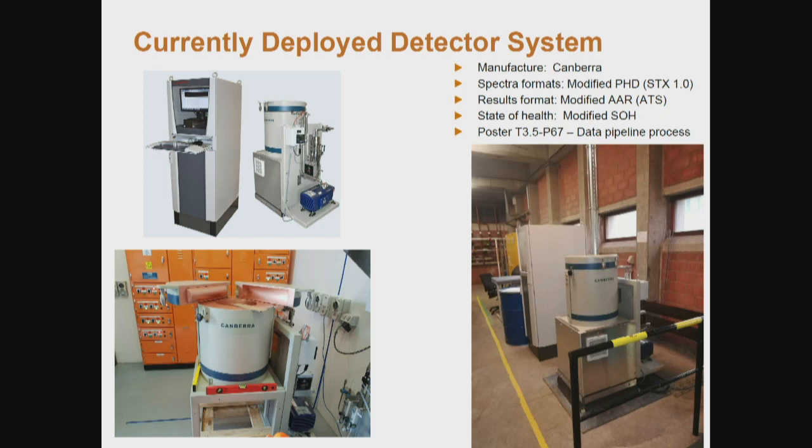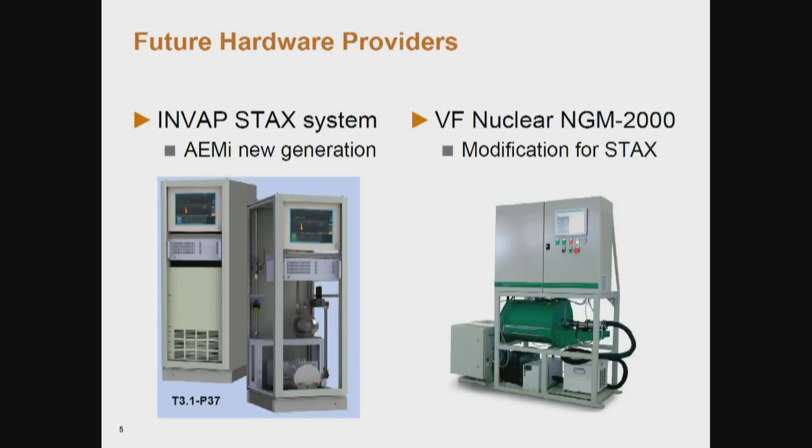So when you see data later on, it's coming from these 2 systems that are currently deployed. I do want to point out we do have 2 other hardware providers that are currently building systems for us. One is a system built by NVAP, and again, Mariana has a poster on the exact hardware and the setup for this particular system that they're building. That's in T3.1. So if you want to know more about the hardware and how it's being built, I recommend stopping by her poster later this week.